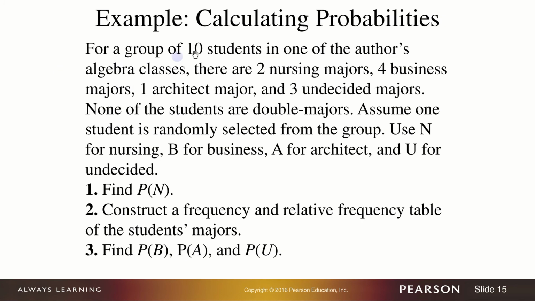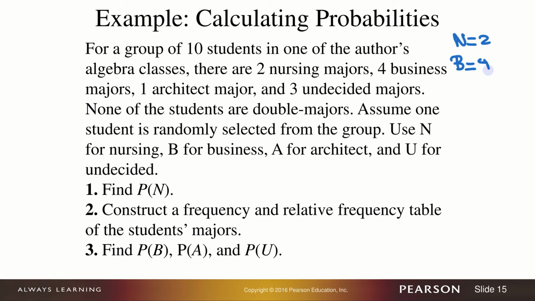So here's an example. A group of 10 students in one of the author's algebra classes were broken up in such a way that 2 were nursing majors, 4 were business majors. I like to keep track of facts like that in kind of a more graphic, visual way. So I'm just going to start keeping track of that, right? 2 are nursing majors, so I'm just going to put n equals 2. 4 were business majors, so I'm going to put b equals 4.